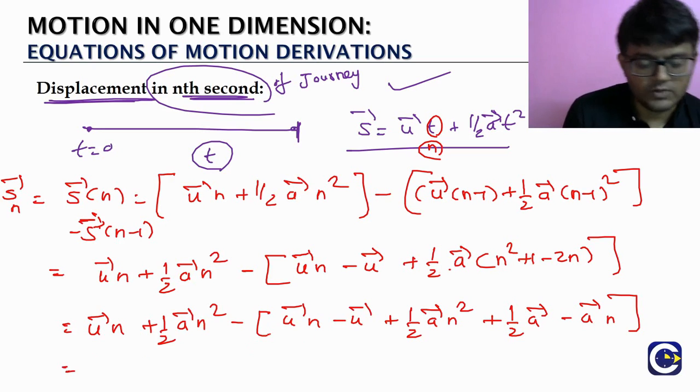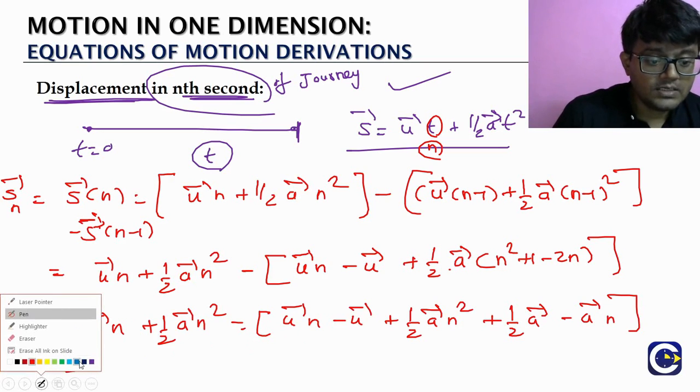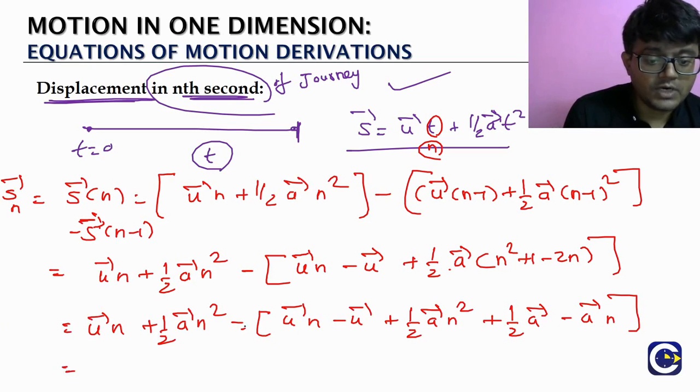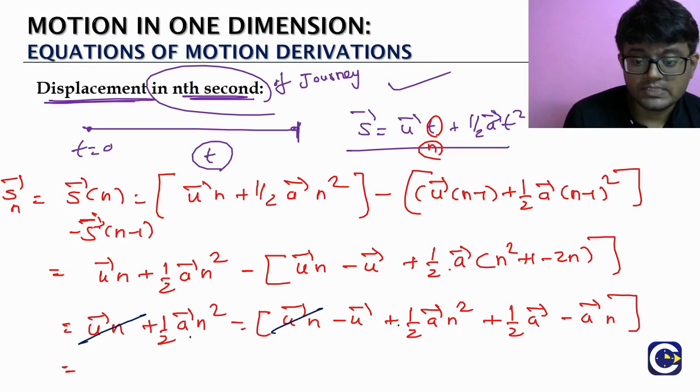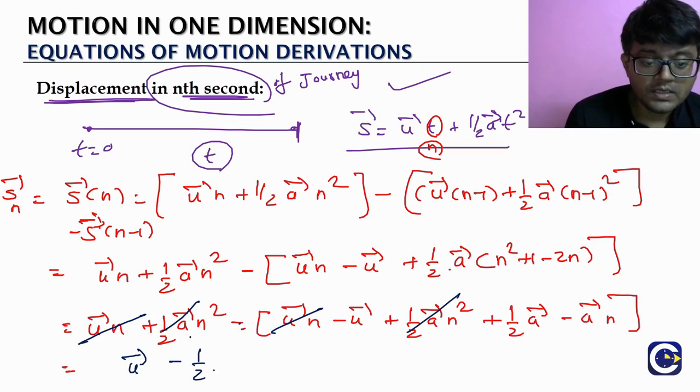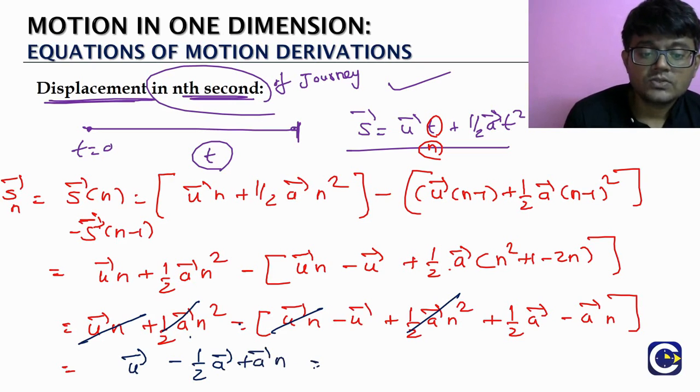Now we will open up the brackets. When you open up the bracket, what is going to happen? This will become minus un. Already there is a un. I'll use a different marker so that we can see what terms are getting cancelled. Here you will get minus un, there is a un, they will get cancelled. Half a n square is there, and there is a minus outside, so we are going to get minus half a n square. This also will be cancelled. So let us write down the remaining thing. Minus into minus becomes plus. Then minus into half a becomes minus half a. Minus into minus an becomes plus an.